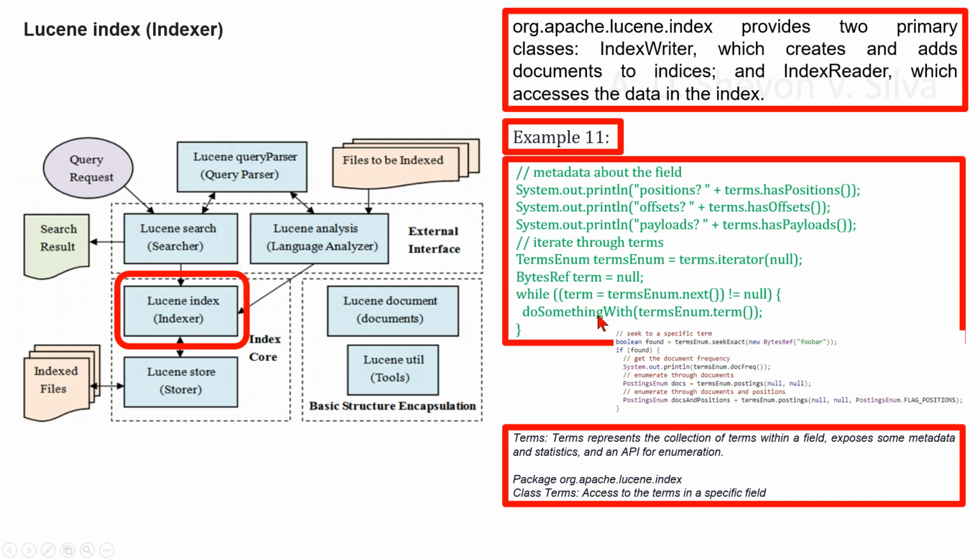Here you can see Terms. The Terms class represents a collection of terms within a field, exposes some metadata and statistics, and an API for enumeration. The class Terms in package org.apache.lucene.index provides access to the terms in a specific field. Here the TermsEnum provides an iterator over the list of terms within a field.